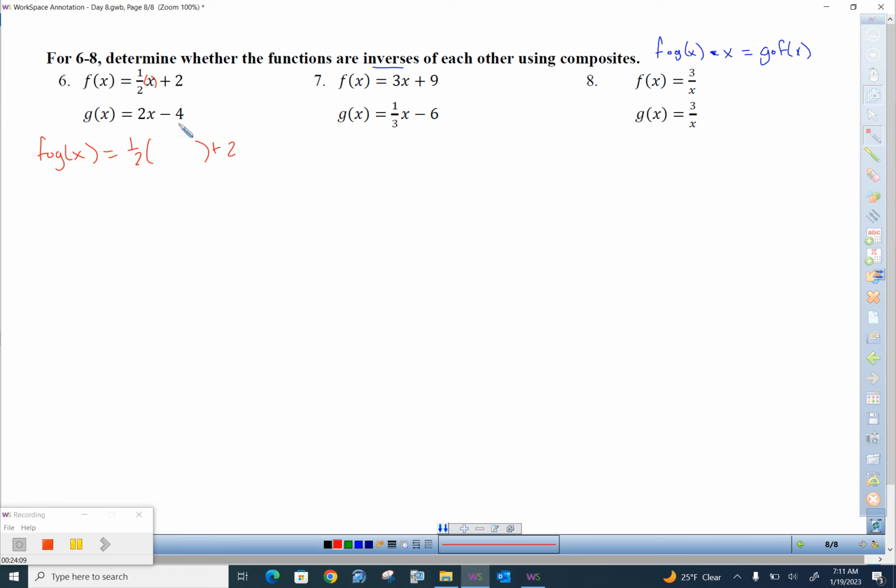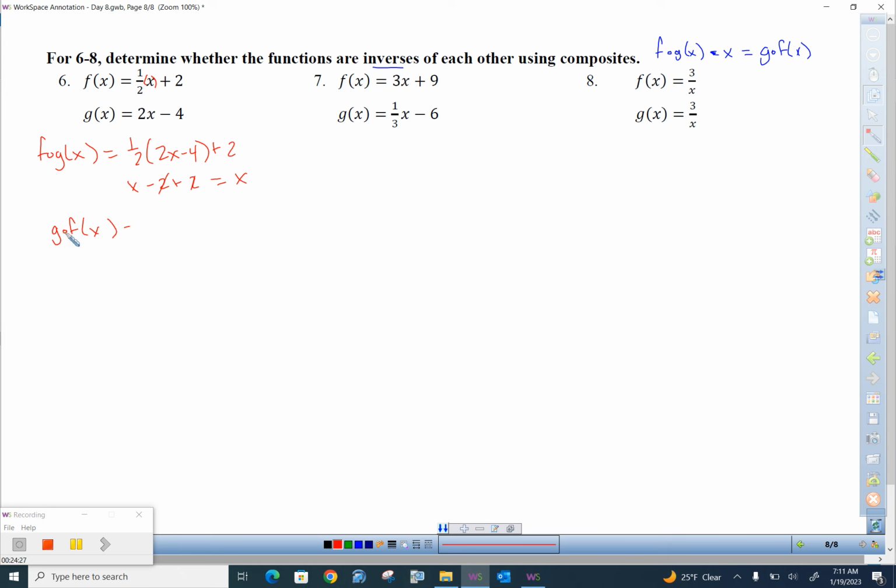Okay, that space is where we put the 2x minus 4, and then we simplify. So that says x minus 2 plus 2, and sure enough, that does equal x. So far so good. Now we're going to do g of f of x, and hope the same thing happens.